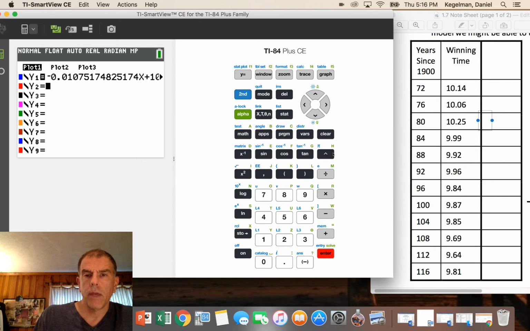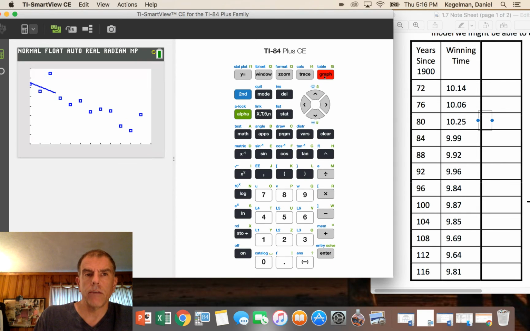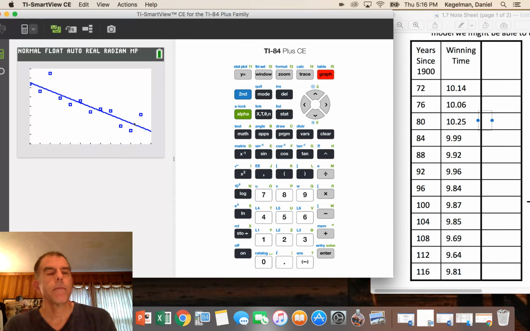But now if we hit enter and we hit graph, what you'll see is our line of best fit going through and doing a pretty crappy job of fitting the data. So there's one example of how we have a model. I don't think it's a very good model, but we have a model for our data.